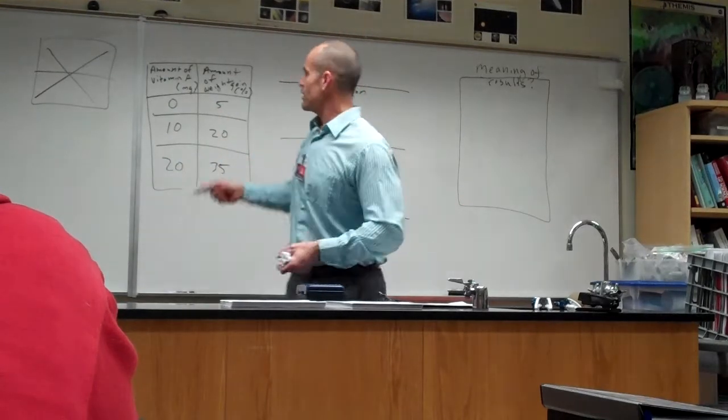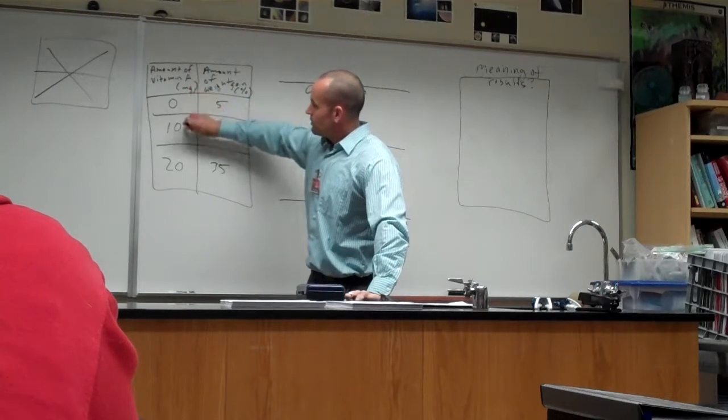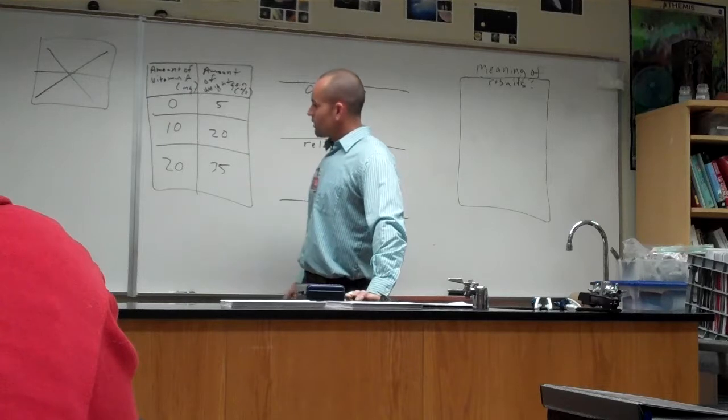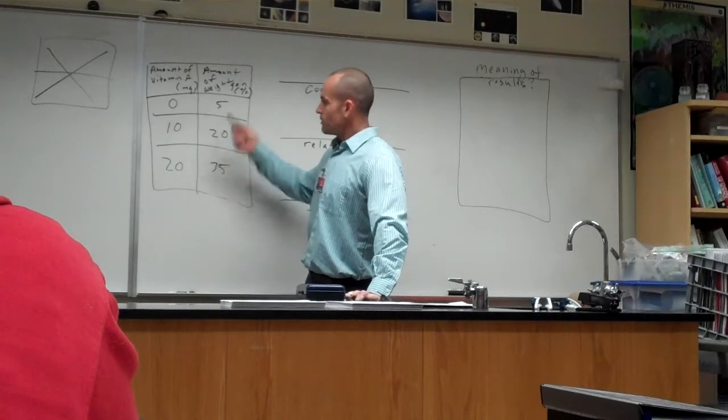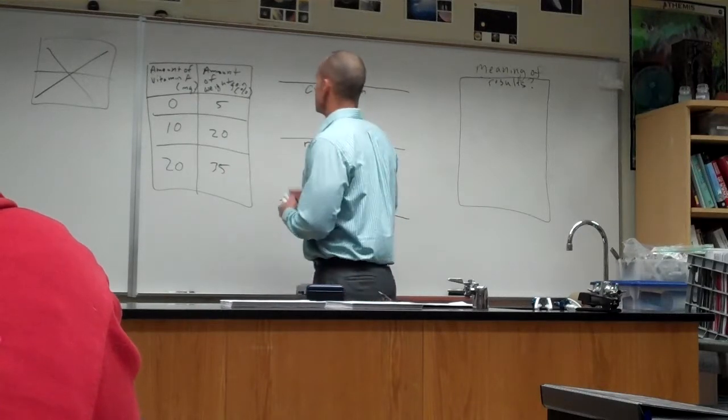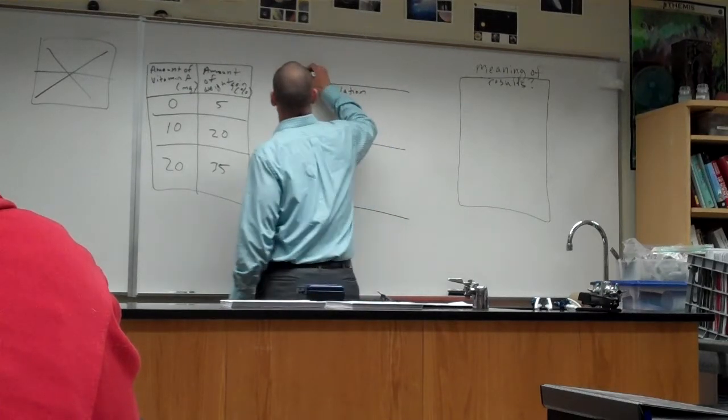Okay? So let's take a look at this. I had 0, 10, 20. I went up. I went 5, 25, 35. I went up. What's the correlation of this data table? Positive. It's positive, okay? So I'm going to write positive on here. Do not write anything yet. So I have positive.